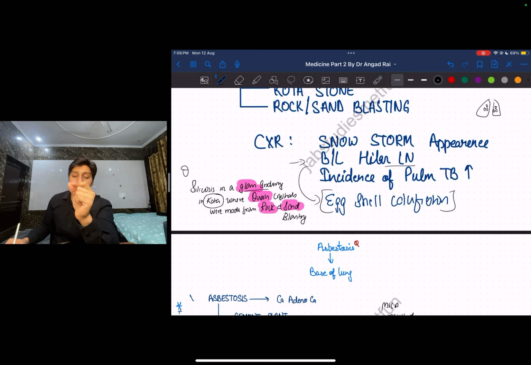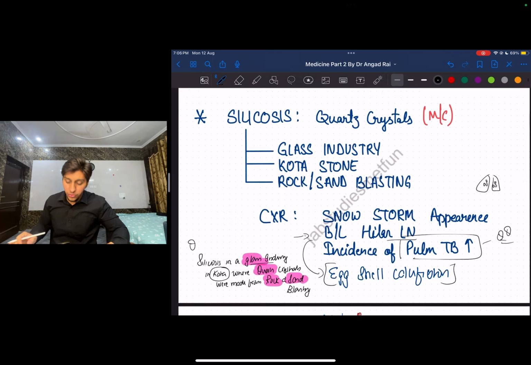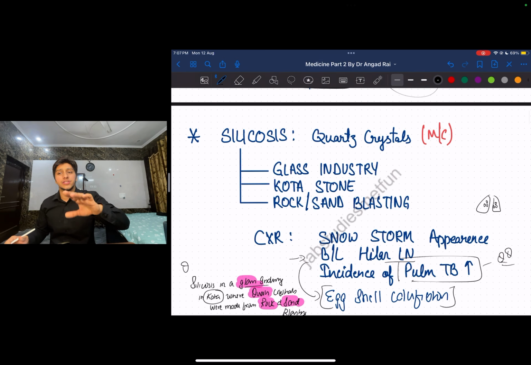All right. Remember that because of silicosis, there is an increased incidence of pulmonary tuberculosis. This is a very repeatable question, so make sure you don't make a mistake in this. This is all you need to know in silicosis. One more thing: silicosis usually occurs in the upper lobe.